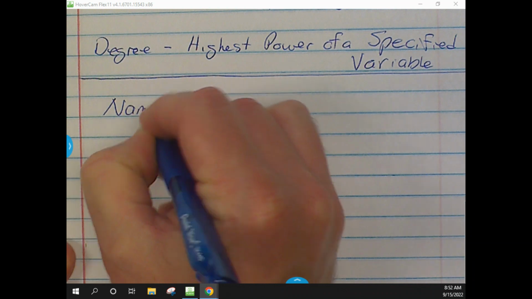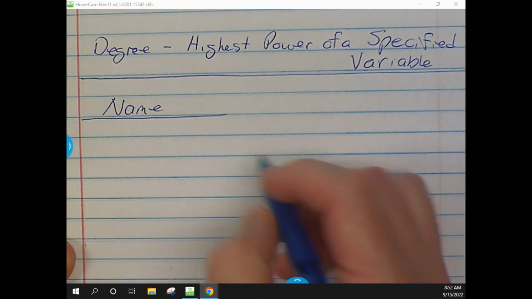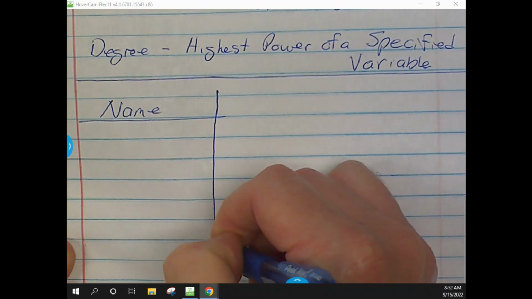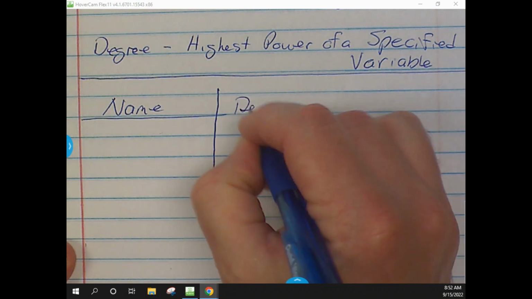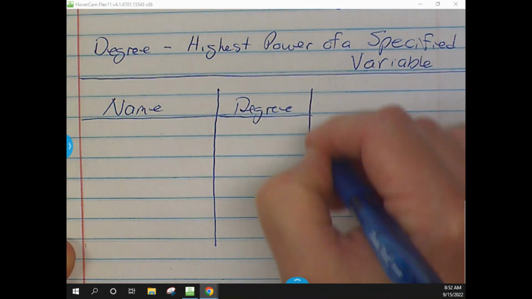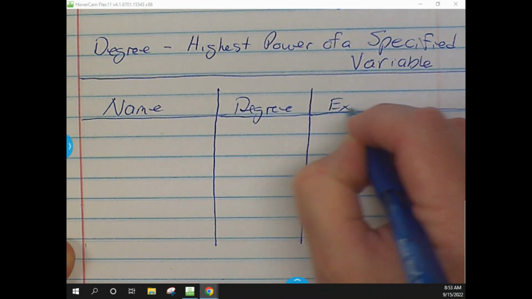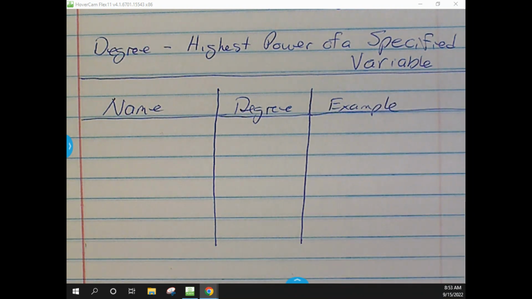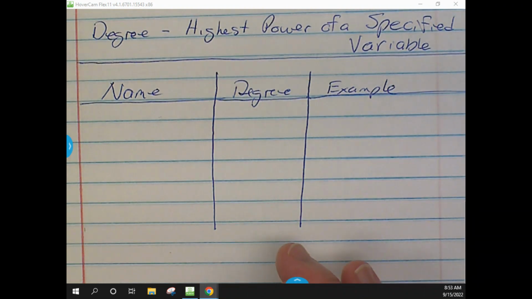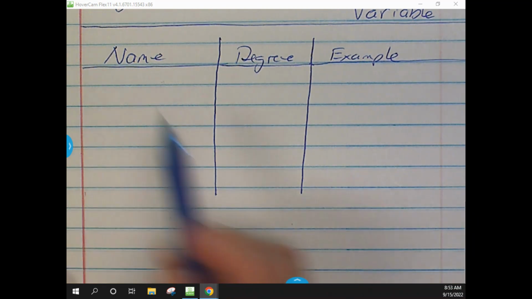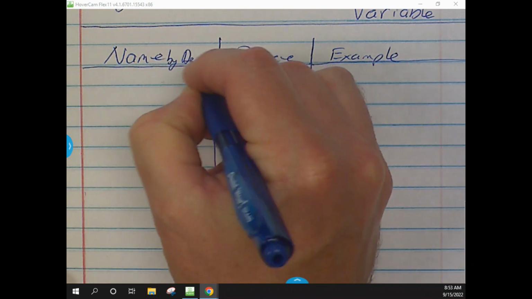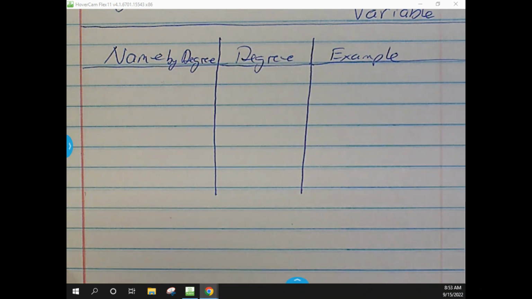All right, so the name of it. And this, we're going to make a little T-chart here. So we're going to name it, talk about what the degree of it is, and then give you an example of it. We're going to name the term by degree, I guess would be the best way of saying it, based on what the degree is, and then show an example of what that would be.